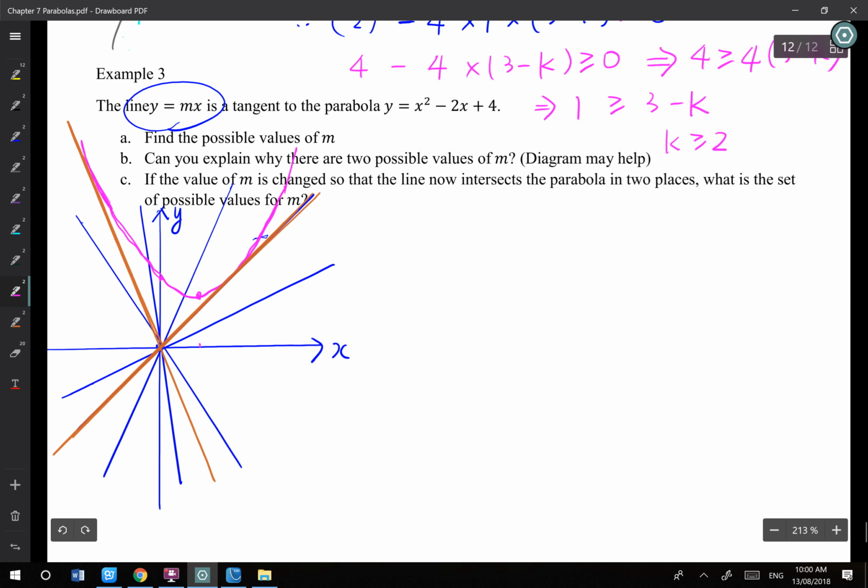So it's rotating different m, okay? Now, if we think about that, find the possible values of m. If the line is a tangent of the quadratic, how many intersections do you think you have? One, right? Between the line and the quadratic, there is only one intersection. So I will make x squared minus 2x minus 4 equal to mx. Okay, always equalize them.